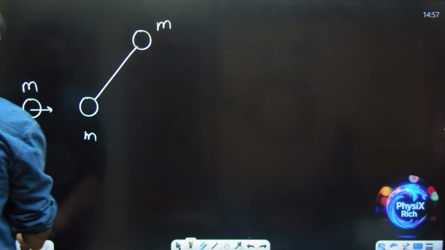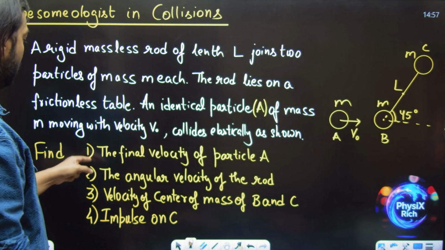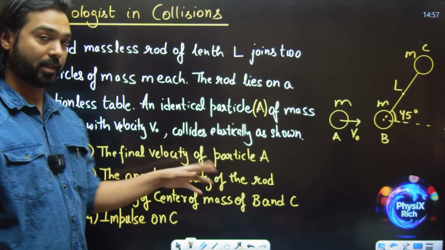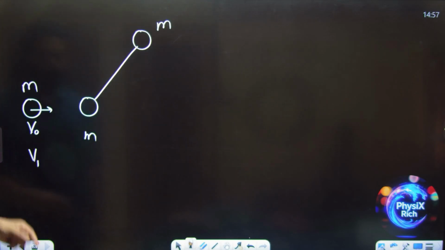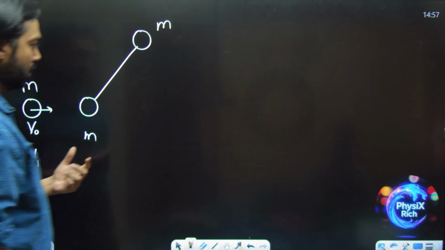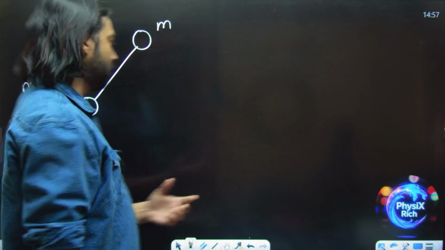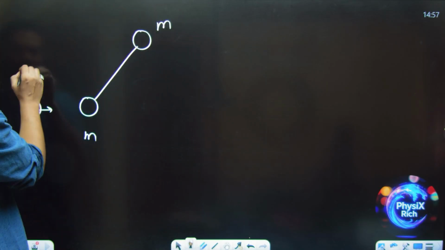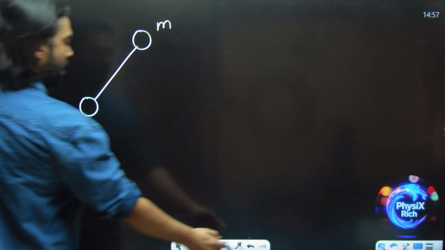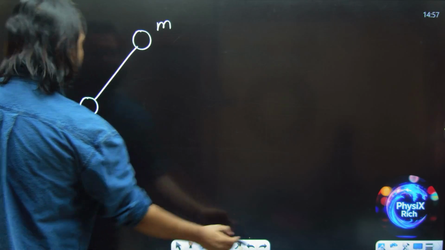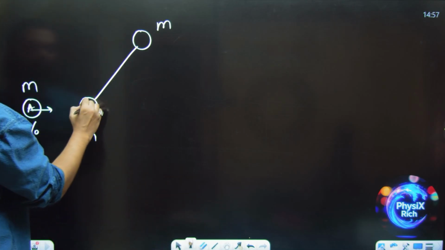V1 will be our answer of the first part. This is what we are looking for in the first part. V1 is the final velocity of the mass A. This is the particle A. Okay. Now, let me mark the particle A over here. This is B and this is C.